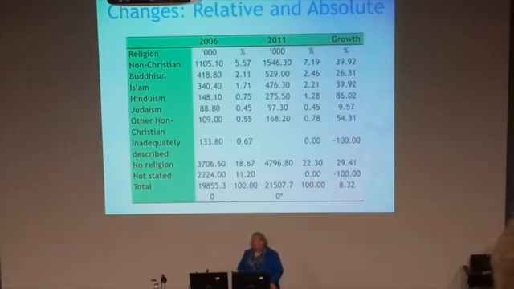Had the number of Buddhists increased in 2011? 2006 it was 418,000, 2011 529,000. It's gone up. It is now 2.46% of the Australian population. But it has experienced a growth rate of 26%. How do I get that?